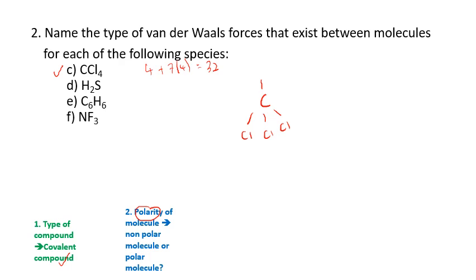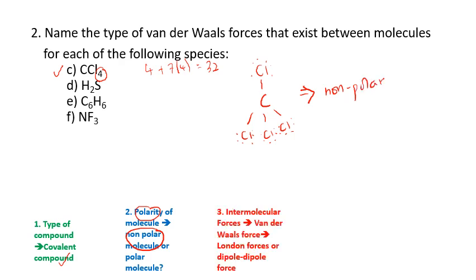So from the formula, we know that there are 4 terminal atoms. Each terminal atom is going to have 8 electrons. So 8 times 4 is 32, which means that there is no extra electron. Okay, so that means there is no lone pair on the central atom, so this is a non-polar molecule. Since it is a non-polar molecule, the intermolecular force for this non-polar molecule is only London forces.